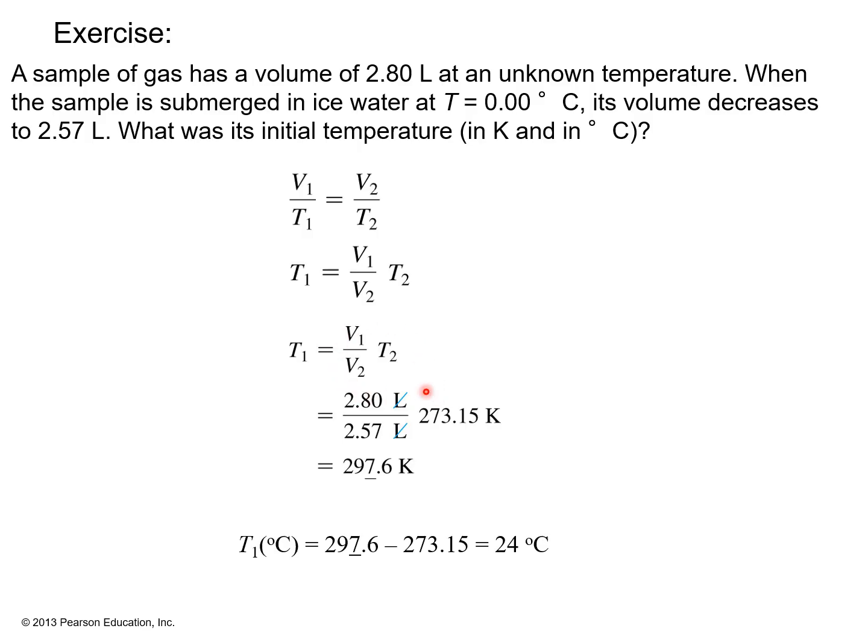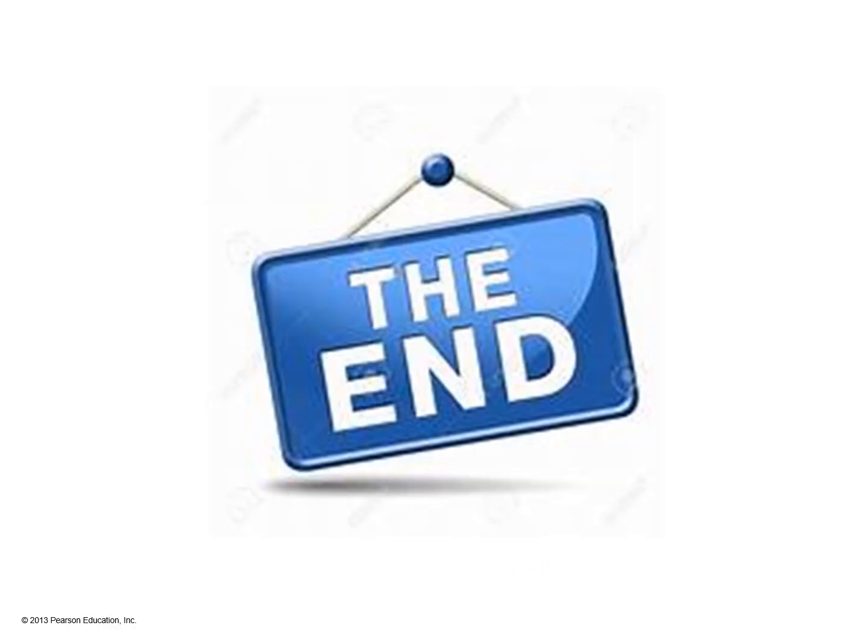We just substitute the values given in the question and you will get T1 equal to 297.6 Kelvin. Remember, T2 I have changed into 273.15 Kelvin. You can also use 273 Kelvin, still acceptable. To convert the Kelvin into degree Celsius, we subtract 273.15. So the temperature in degree Celsius will be 24 degrees Celsius. Okay, that's all for part 4.